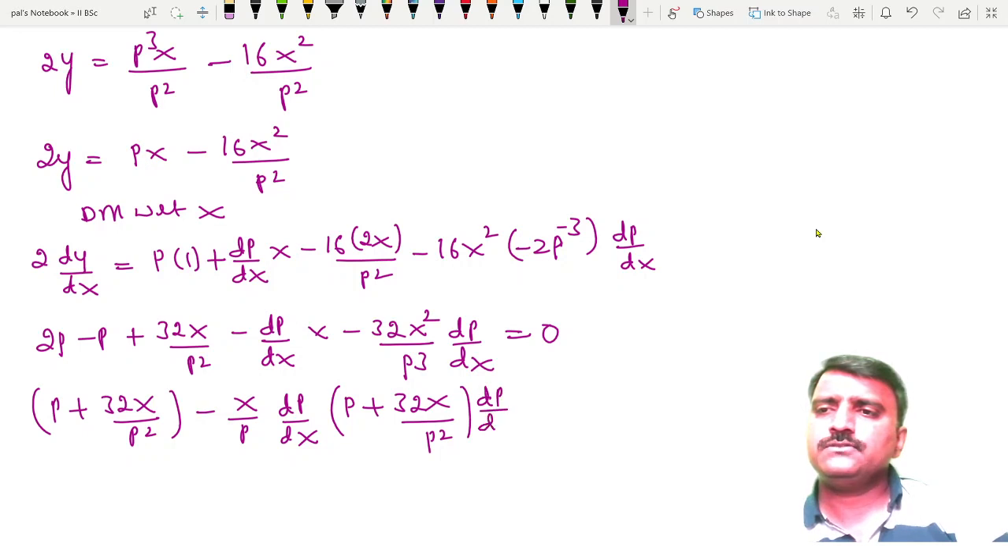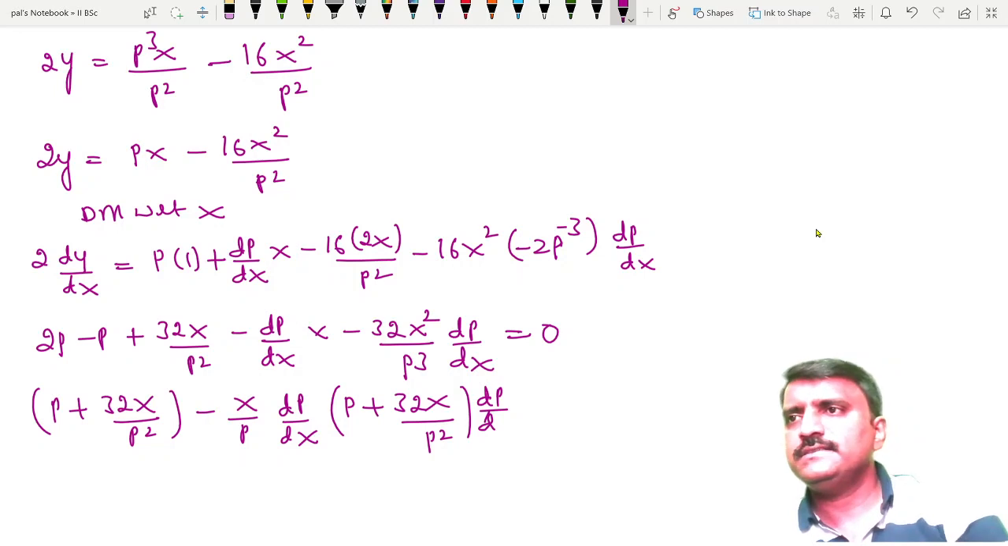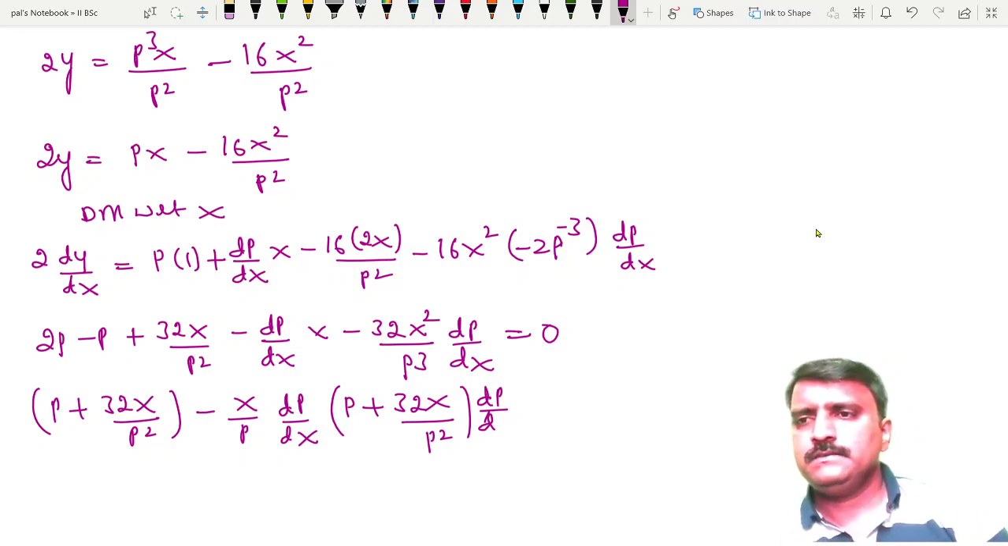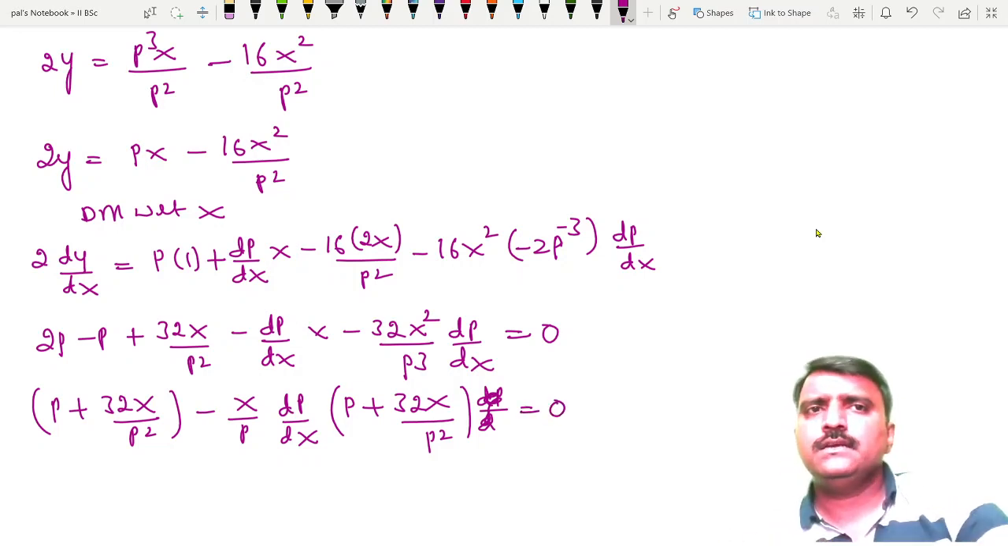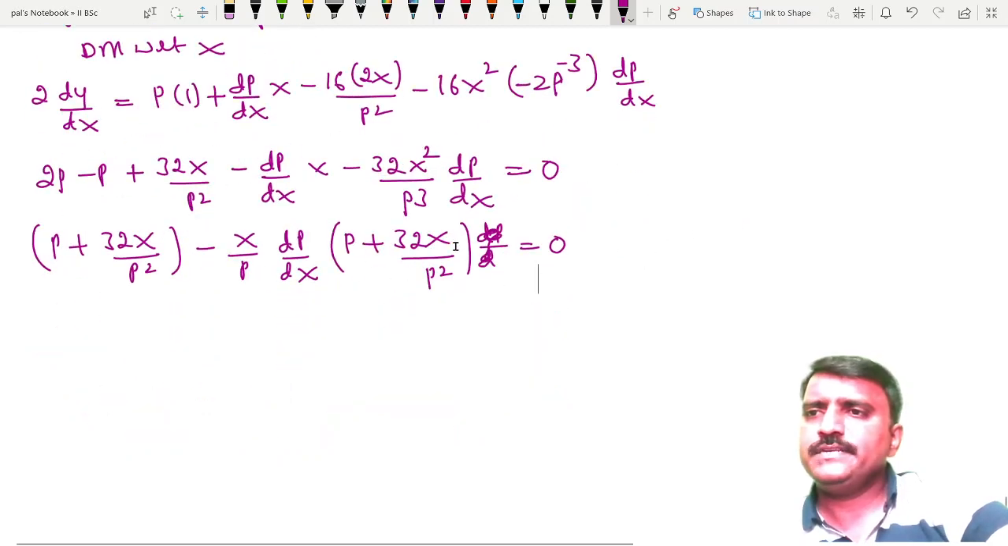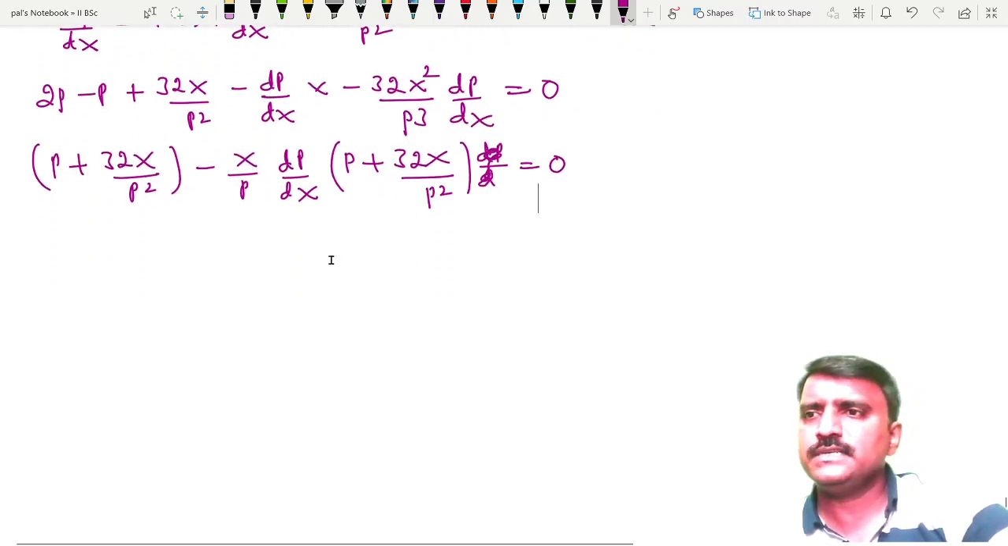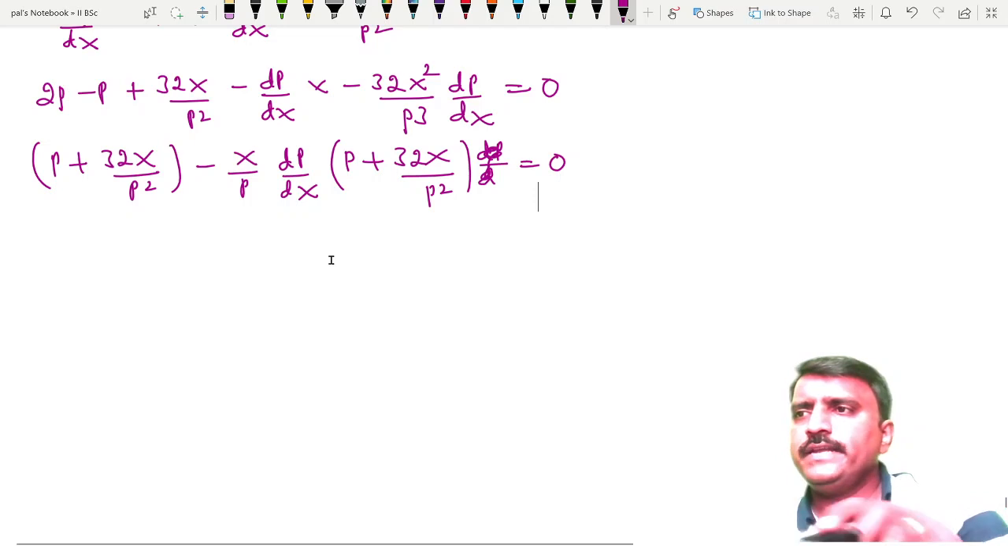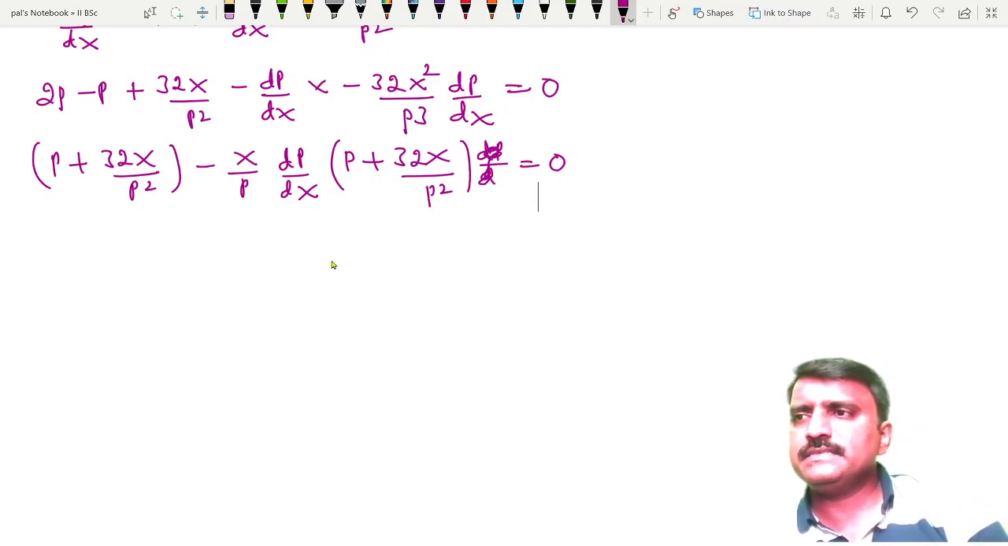So if you have taken the common factor correctly, okay, I think this dp by dx is not necessary. So already it is written here. So this is equal to 0, right? So now you choose correctly p plus 32x by p square, p plus 32x by p square; you have to take the common factors so that they match. So now you take p plus 32x by p square as the common factor.